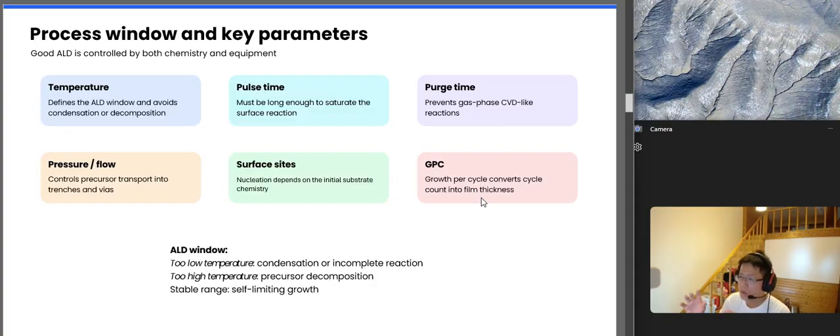And the process window is quite crucial, as in all vacuum technologies. So the ALD window is limited by temperature, pressure, and process times. For example, when the temperature is too low, there is condensation and incomplete reactions. And when the temperature becomes too high, the precursor will obviously decompose. So the window is to maintain a stable range.